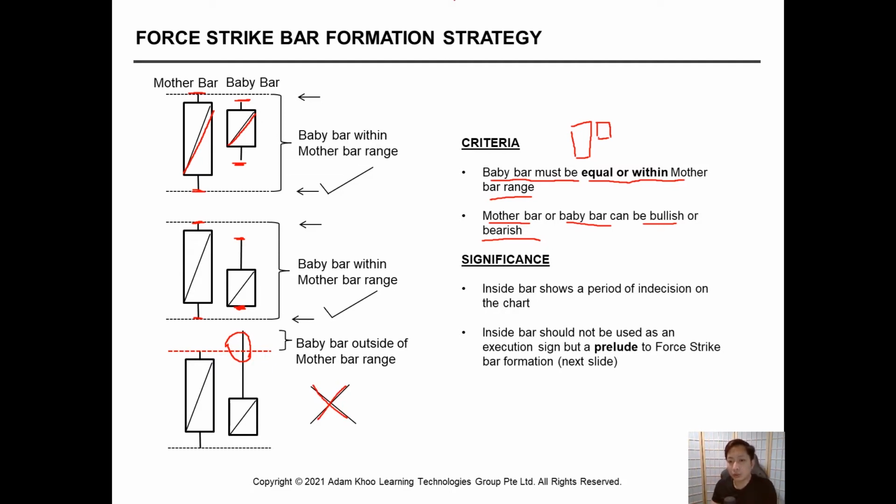So this inside bar shows a period of indecision. It's a period of indecision in price action terms. So the price action does not know where to go, so it pauses a while.